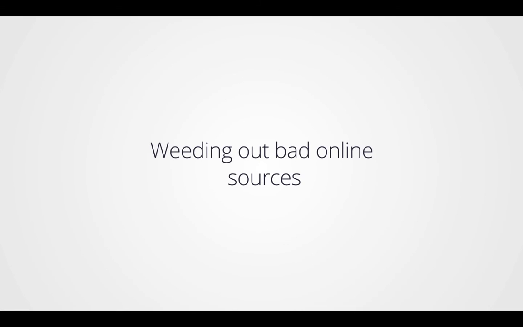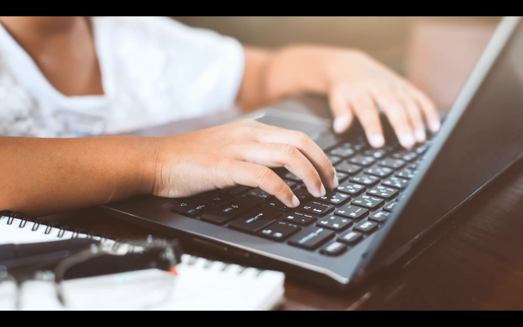Weeding out bad online sources. Finally, there will sometimes be situations when you don't have any specific links for a lesson, but you definitely want learners to stay off of certain sites. Perhaps you're asking learners to post to a class discussion board or blog. Learners might need to do research online to inform their posts and comments, so they'll need access to a variety of sources that can't necessarily be predetermined.